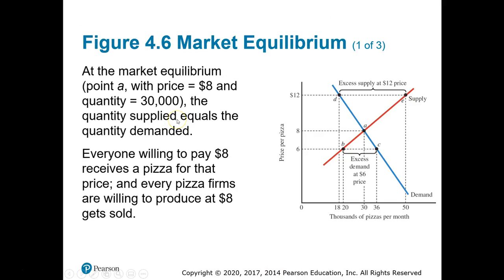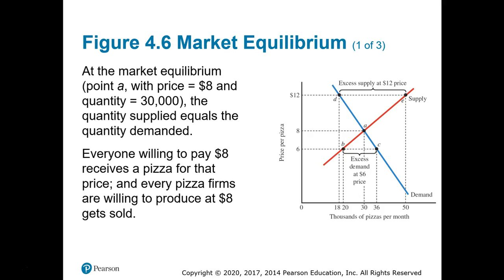So at the market equilibrium, we've got our X and Y graph. Price is on the Y. Quantity is on the X. Basically, it looks like an X on there. Demand goes down in the blue. Supply goes up in the red. And if you notice, they cross at A.